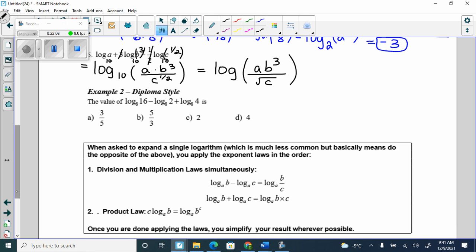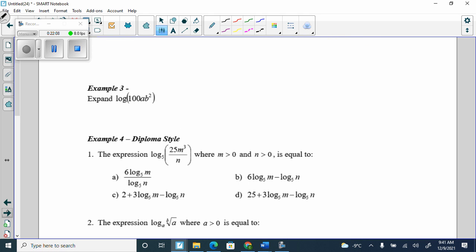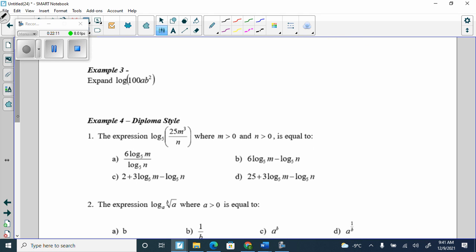We're going past that one. Flipping over. Okay. Now, what base is this one? 10. What can we do? Expand. It even tells you. Okay. So we're going to get log base 10 of 100 plus log base 10 of A plus log base 10 of B squared.